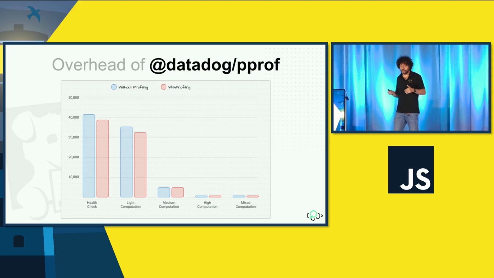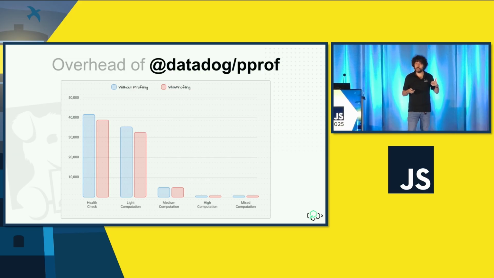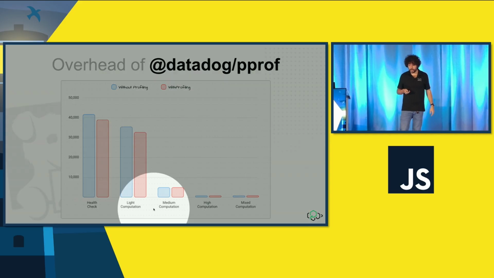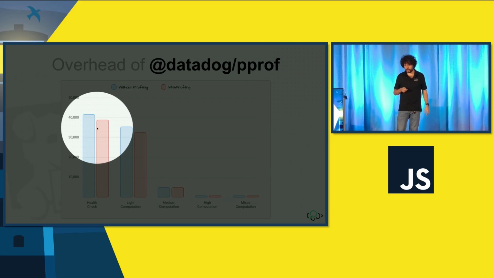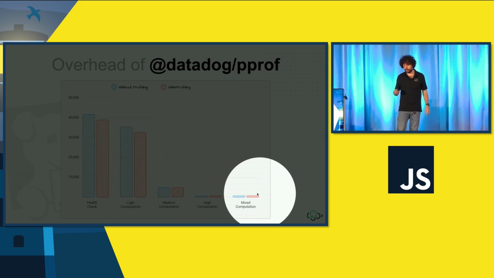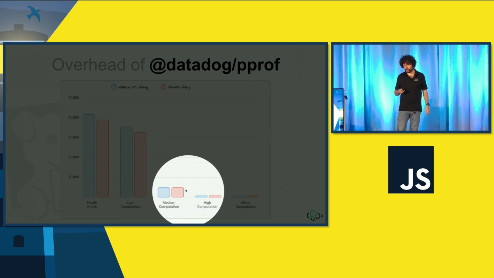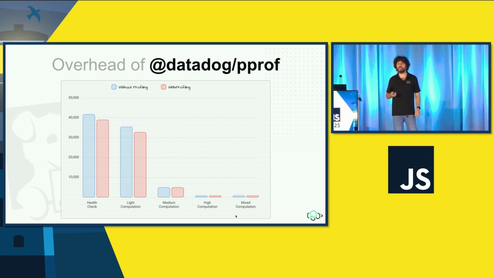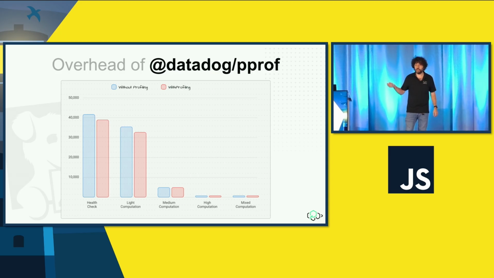What's the overhead? Well, it's very little, okay? Let's consider this. I just wanted to show you that with just a health check, it has profiling enabled. With profiling, it's a little bit slower, but not much, okay? But the moment you move to high computation or mixed, it's not a problem anymore. It completely disappears. So you can essentially run your application with this enabled all the time.